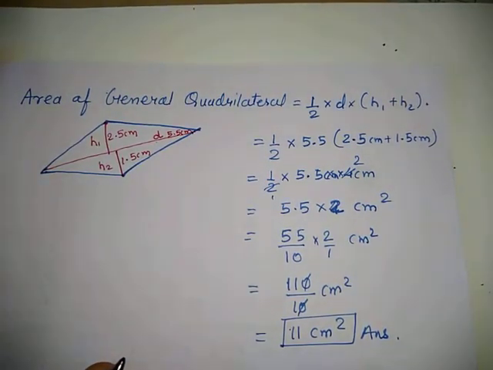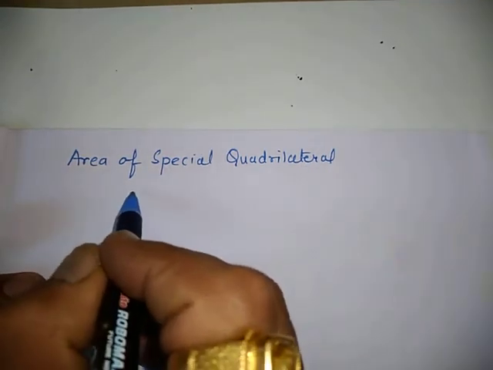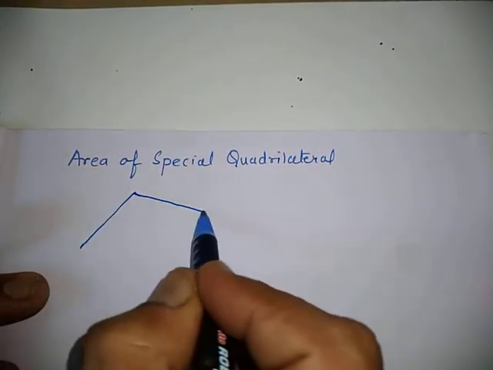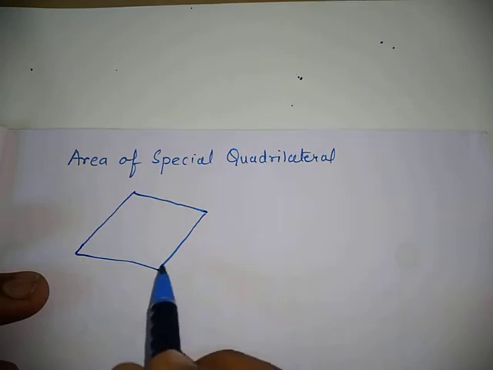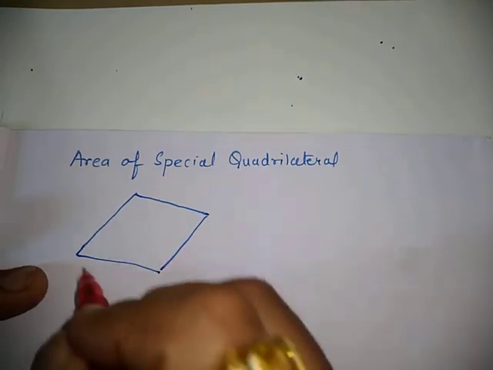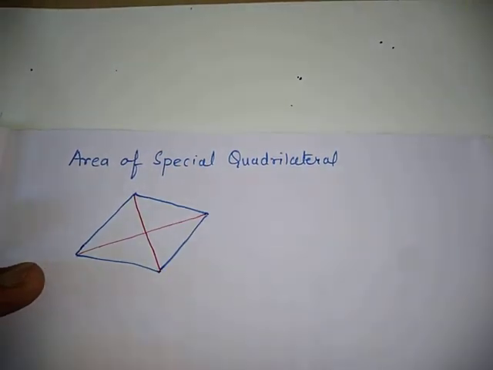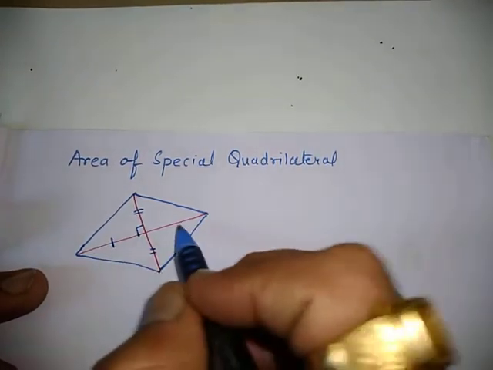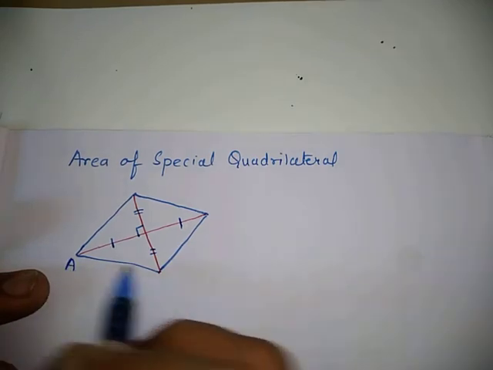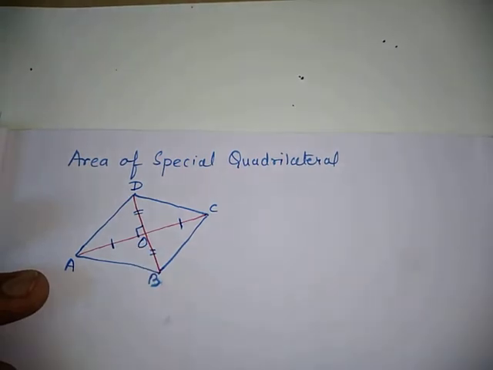Now we proceed to the area of special quadrilateral. Suppose a special type of quadrilateral is a rhombus, where all sides are equal, and here the diagonals intersect each other exactly at 90 degrees. This side is equal to this side and this one is equal to this side. So A, B, C and D and the intersection point O. Clear?